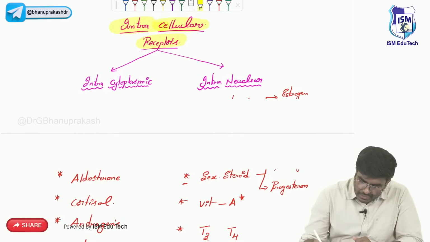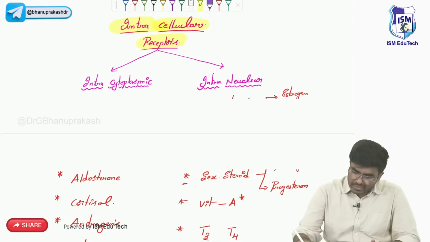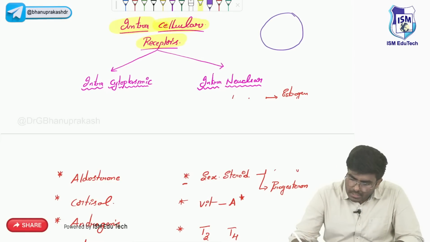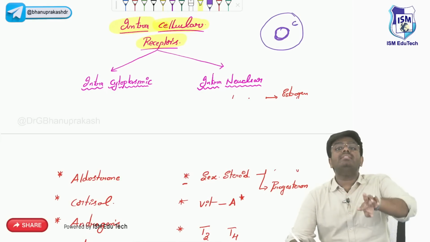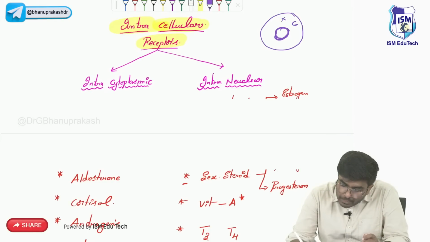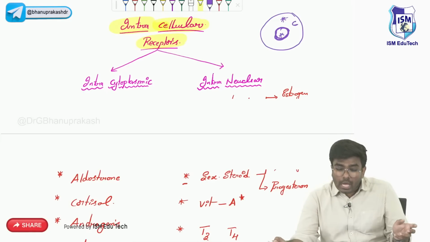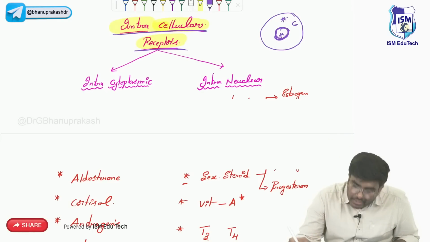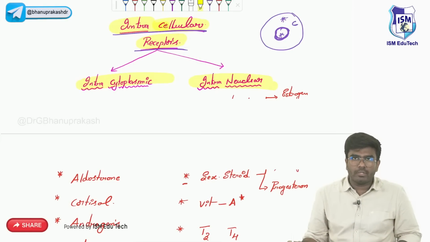Now after this, what else should you need to know? Intracellular receptors. Intracellular receptors means the receptors are present where? Inside the cell. For example, if I show you a cell something like this, in the cell there are two compartments. Here is the cytoplasm, and this is the nucleus. So inside the cell means the receptor may be present in the cytoplasm or inside the nucleus. Now intracellular receptors are divided into how many types? Intracytoplasmic receptors and intranuclear receptors. Two types.